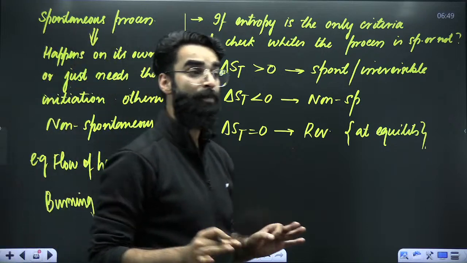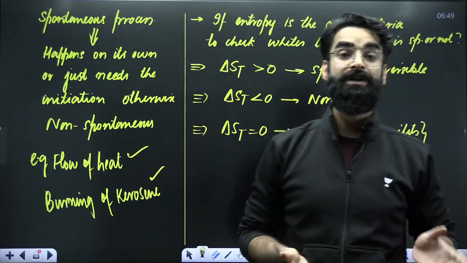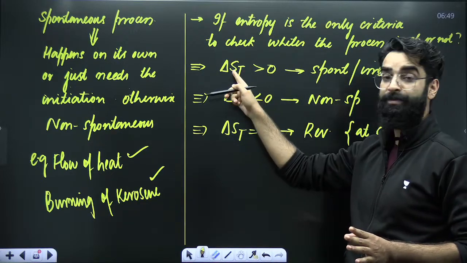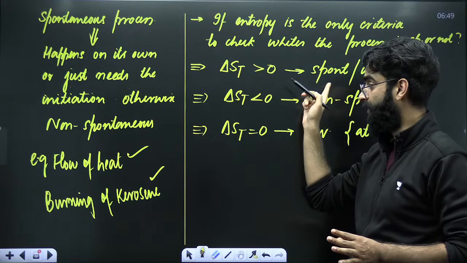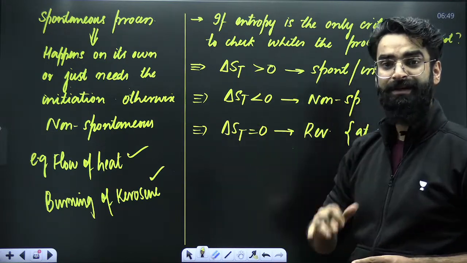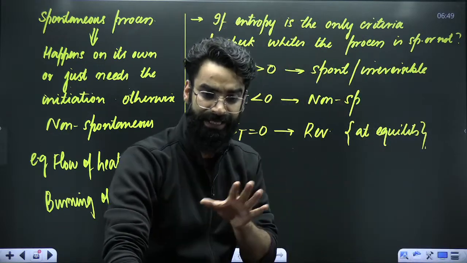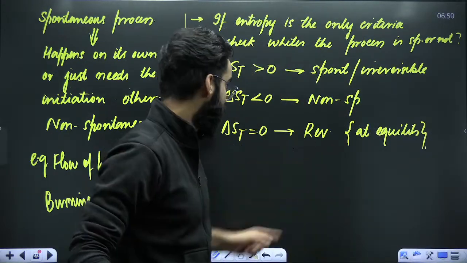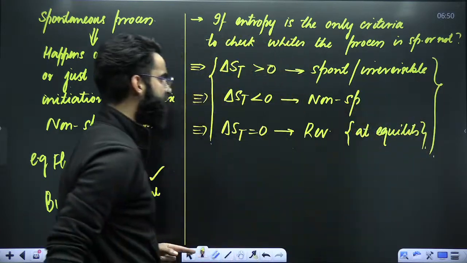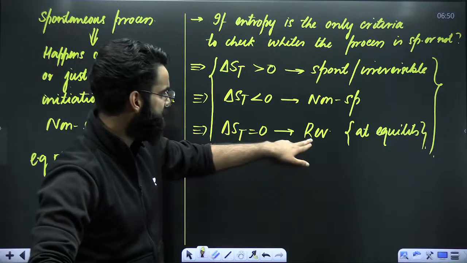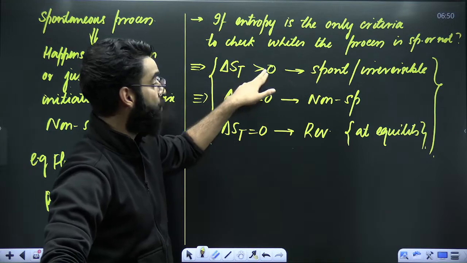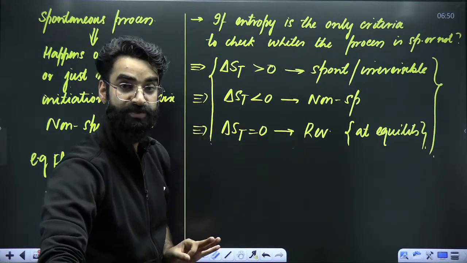So do remember, if entropy is the criteria to check whether the process is spontaneous or not, you have to calculate delta S total, the change in the entropy of the universe. If it comes out to be positive, the process is spontaneous. If negative, non-spontaneous. If zero, it is reversible, or the system and surroundings are at equilibrium. So these are the three conditions I want all of you to remember. For reversible processes, delta S total will be zero. For irreversible processes, delta S total is greater than zero.